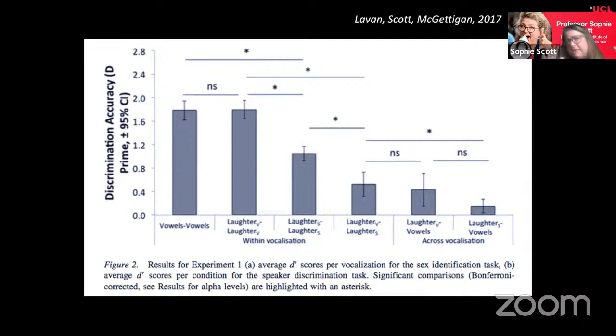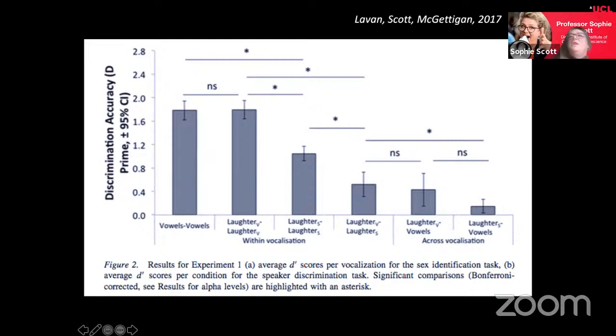This is a study that Nadine Lavan ran, where we were asking people: can you tell talkers apart? You've got two different people talking. Is it the same person, or are they two different people? We had people listening to vowels, and when you do that, people are pretty good. They can tell if there's one or more speakers there.